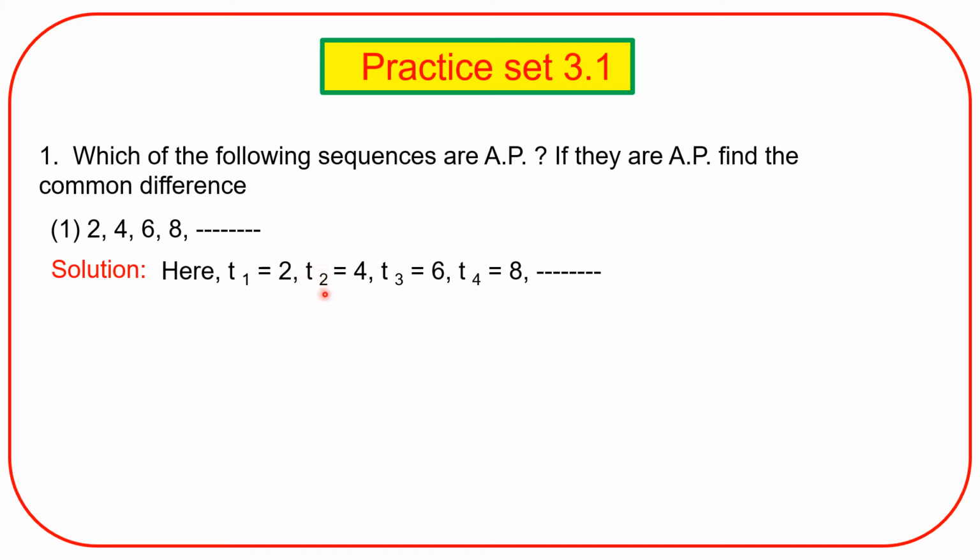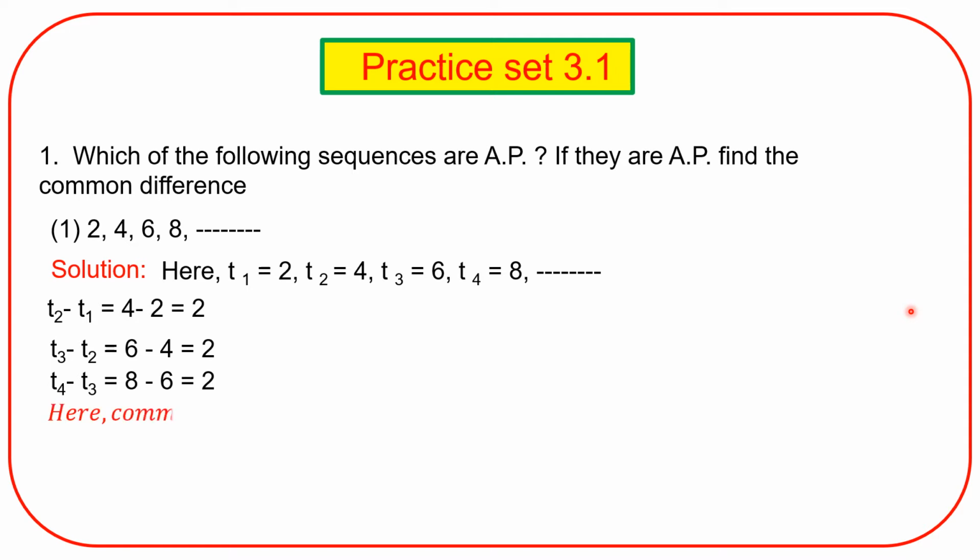How to find out the common difference? T2 minus T1. T2 minus T1 is equal to 4 minus 2, which is equal to 2. Similarly, we calculate T3 minus T2, 6 minus 4 equal to 2. T4 minus T3, 8 minus 6 is equal to 2. Here the common difference is equal. D is equal to 2.